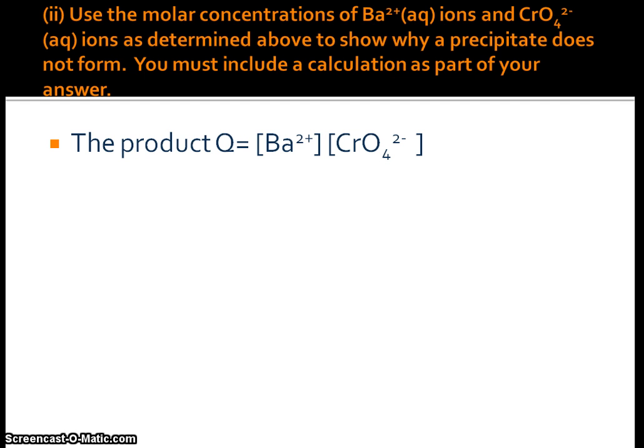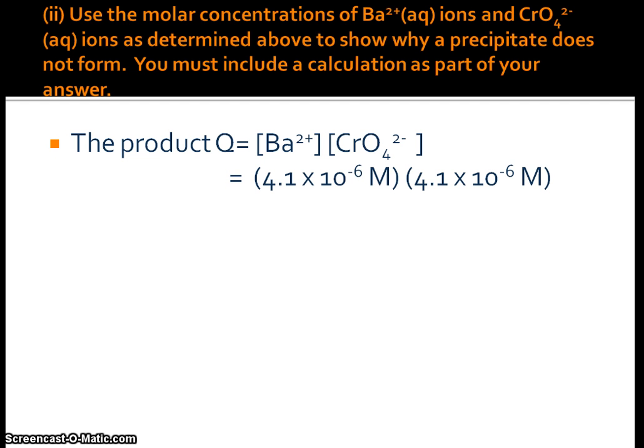So for this, you're going to do a Q calculation, and Q is the same as Ksp except that it's not at equilibrium. So if Q ends up being less than K, that means that you have less products because Q and K measure how much products you have. So if you have less products, according to Le Chatelier's principle, you're going to increase the forward reaction so that you have more products, increasing the number of ions, and precipitate won't form because that's a reactant.